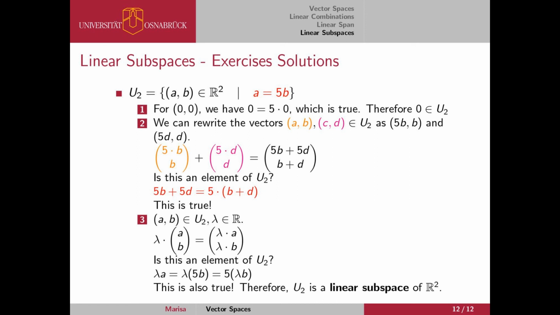And we can do this again with the equation from above, the red one, A equals 5B. So we need to check whether what we have written in the first dimension, which is lambda A, is equal to 5 times the thing in the second dimension, or whether there is some kind of contradiction. But in our case, lambda times A is equal to lambda times 5B, which is the same as 5 times lambda B, and therefore this is true. And this means that U2 is indeed a subspace of R2.